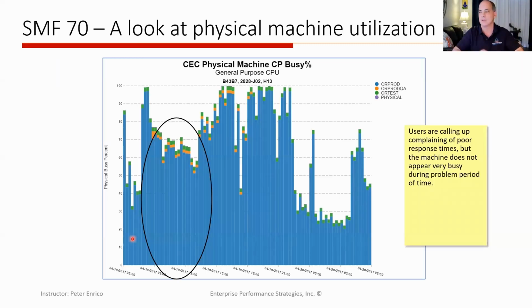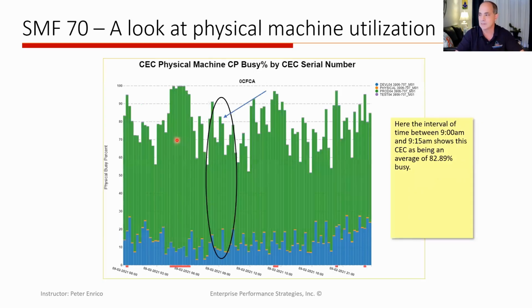So for example here, we're looking at the physical machine's utilization, right? And we see here that the machine utilization is at about 70% for this period of time, which is, I don't know what time it is, between 9 and noon, for example. And we see that it's a moderate utilization. This is from the type 70 record, every 15 minutes.